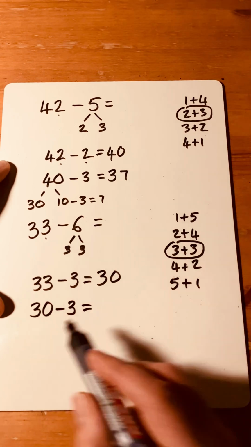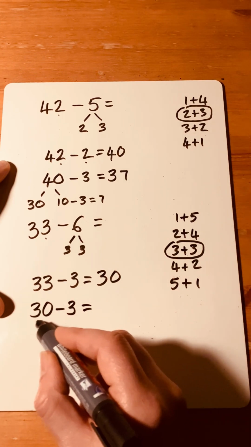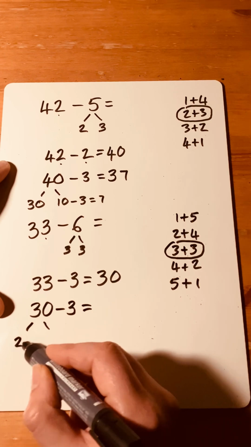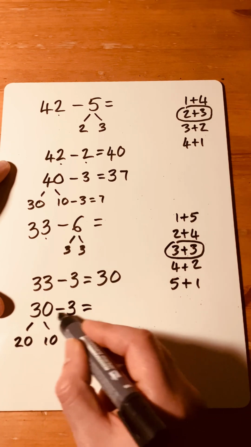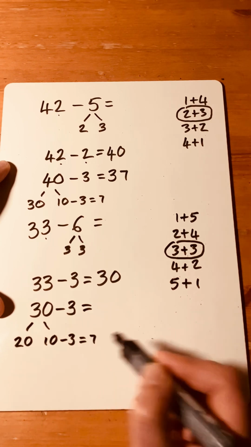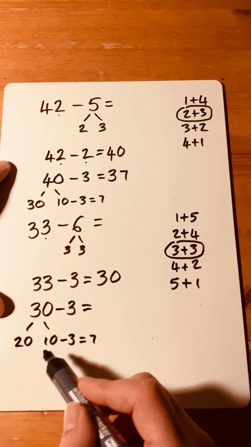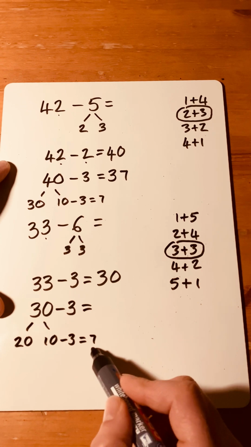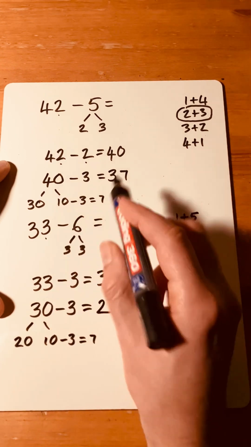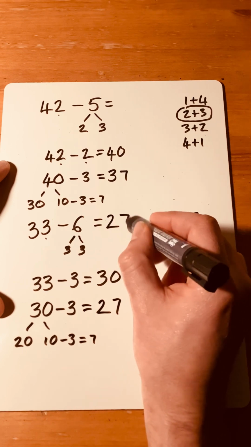Now if you're stuck on this step, remember, 30 take away 3, I can split this number 30 into 20 and 10. And I know that 10 take away 3 is 7. So 30 take away 3 is 27. So 33 take away 6 is 27.